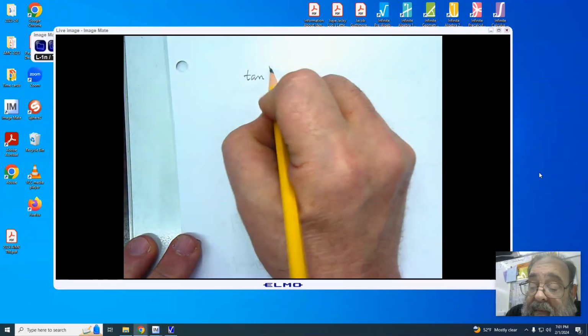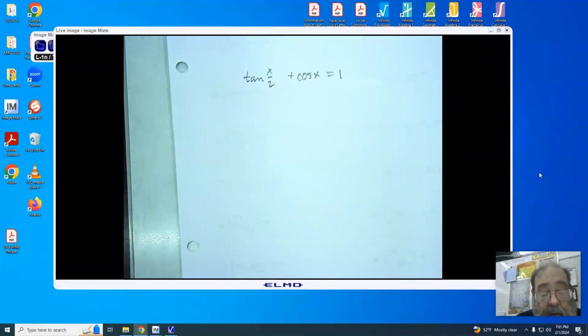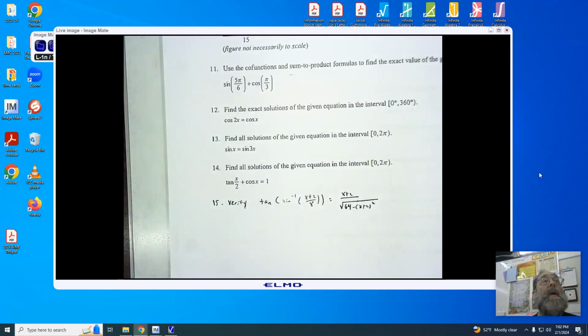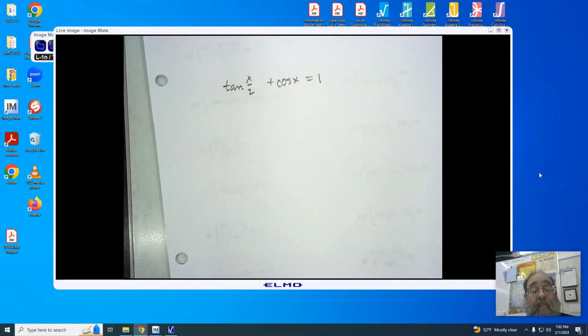So I have tangent of x over 2 plus the cosine of x equaling 1. This was our next problem. Make sure I get that out and show it to you. There you go. It's in radian mode, so I'm going to have to work with this in radian mode. Here we go. Take a deep breath, and remember, I've already done this problem 3 different times using each of my identities in order to figure out the correct identity to use.